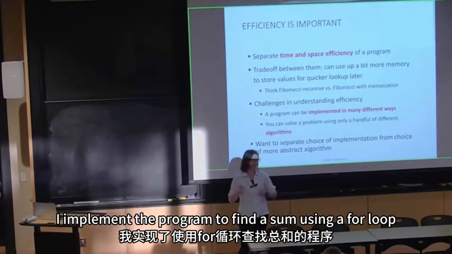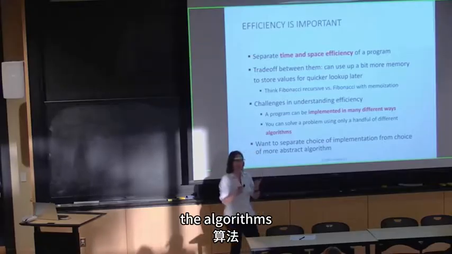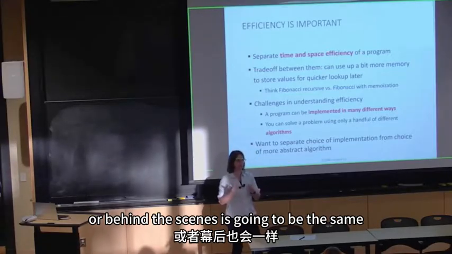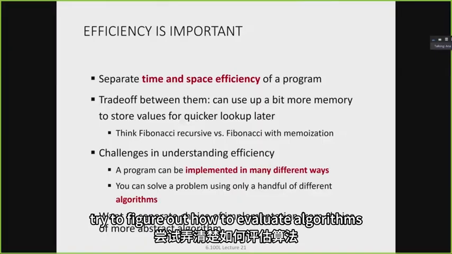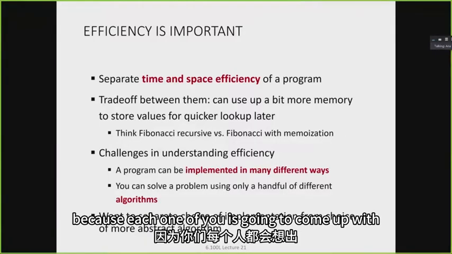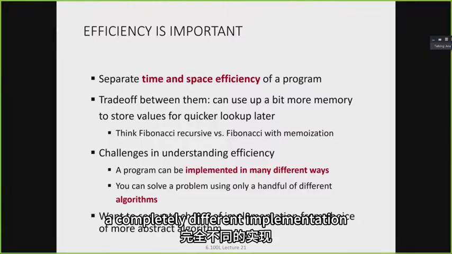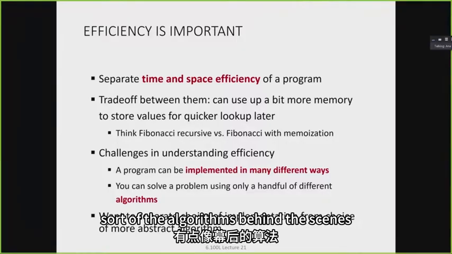I implement the program to find a sum using a for loop, right? Those are two different implementations, but at their core, the algorithms behind the scenes are going to be the same. And so what we want to do is figure out how to evaluate algorithms as opposed to these different implementations, right? Because each one of you is going to come up with a completely different implementation for today's quiz, but I don't want to evaluate that. I would like to evaluate the algorithms behind the scenes.